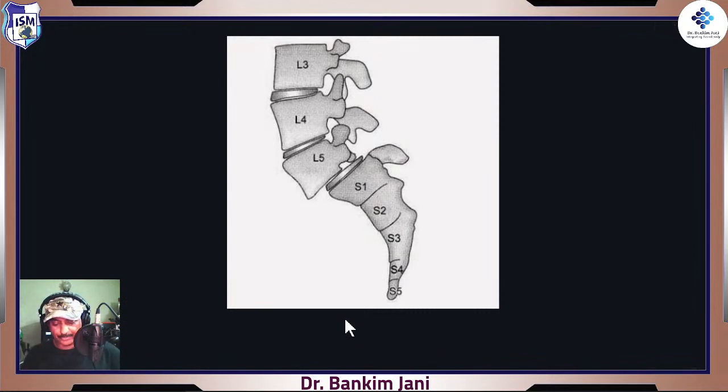So L3, L4, L5. It has slipped forward, maybe because of an anomaly of the ossification. And when this happens, it results in back pain, and the pain is similar to sciatica, because those nerve roots are involved.